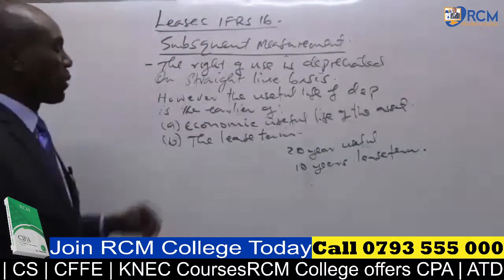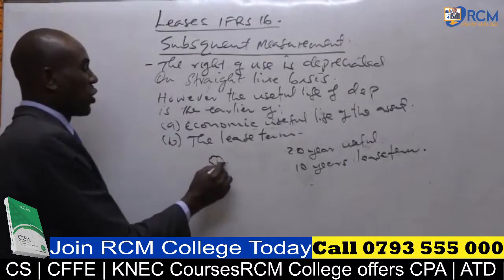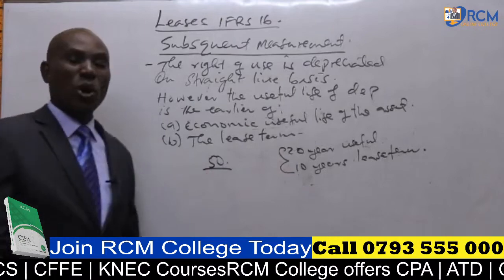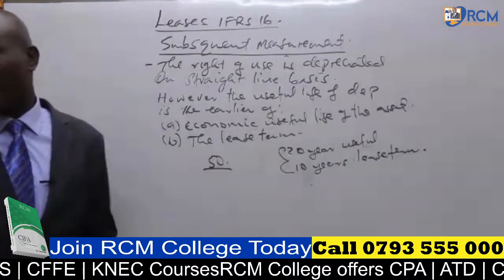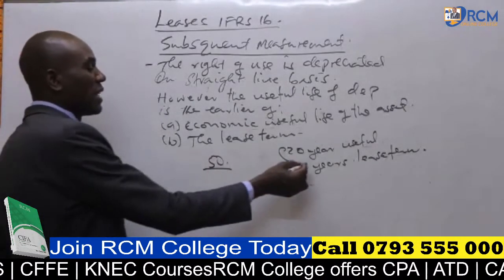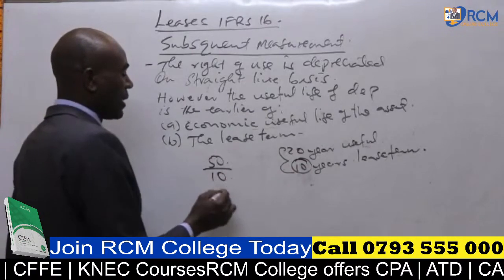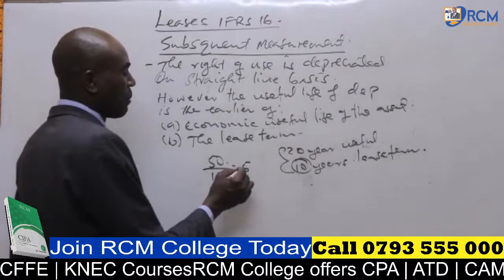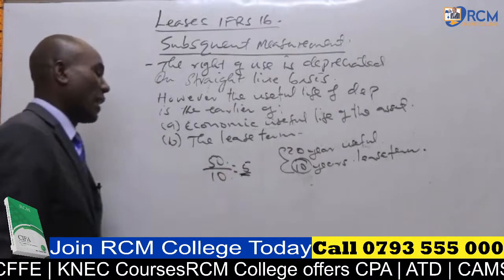Therefore, if I want to depreciate this value on initial recognition, I will use the lesser of the two. Which one is fewer years? Therefore, this one is 10. I will use 10. Therefore, my depreciation each year will be over 10 years.